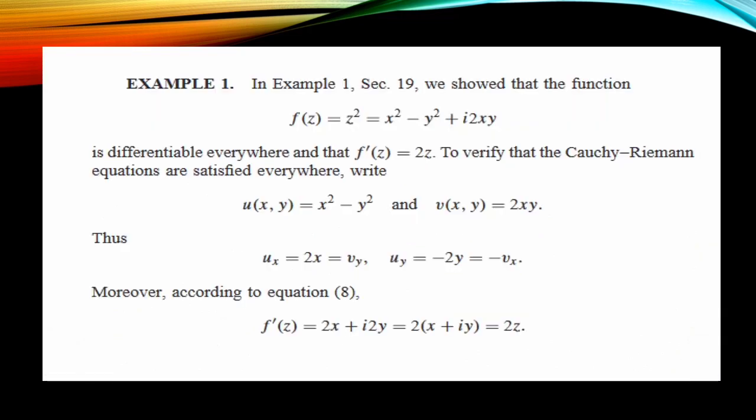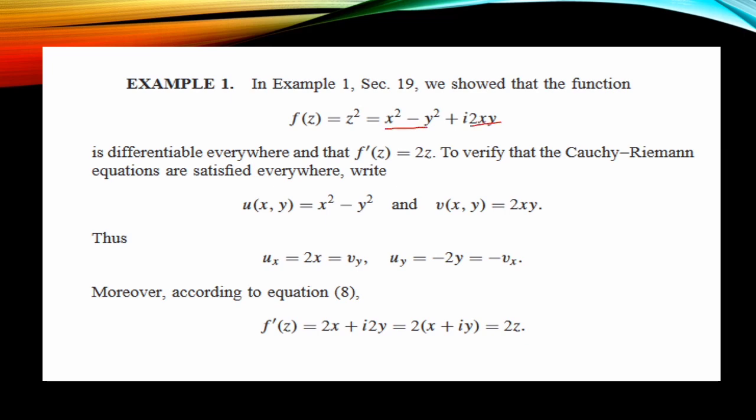The question here is given as f of z is equal to z square, which is x square minus y square plus iota 2xy. Is this differentiable everywhere? And then f prime of z is equal to 2z. To verify that the Cauchy-Riemann equations are satisfied: u of x, y is equal to x square minus y square, because we have separated its variables, and v of x, y is equal to 2xy. The real part and the imaginary part are as shown.